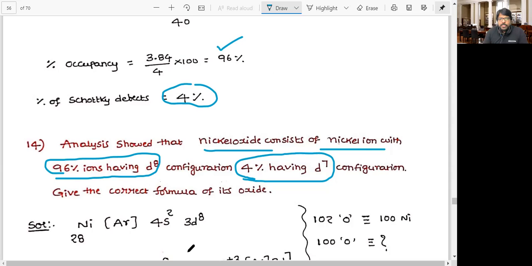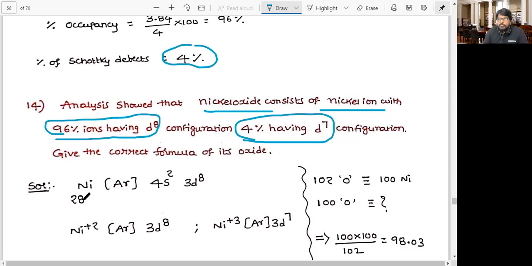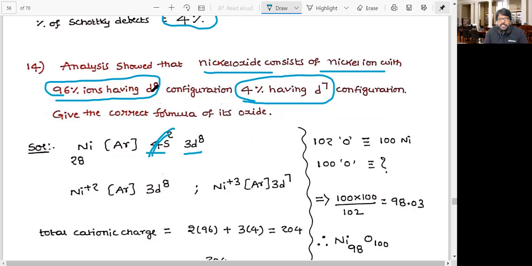What is the nickel atomic number? 28. What is the configuration? 4s2 3d8. But what is he saying? D8 configuration means you have to remove these electrons. That means nickel plus 2. D8 configuration, how much percentage? 96 percentage.